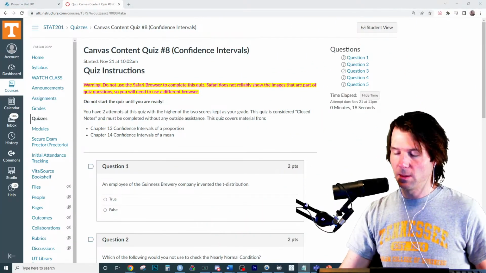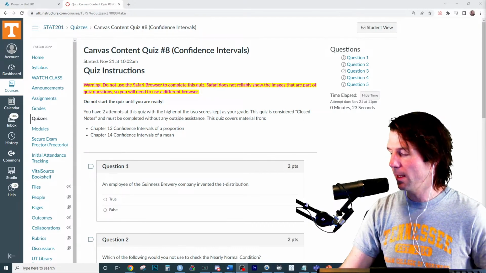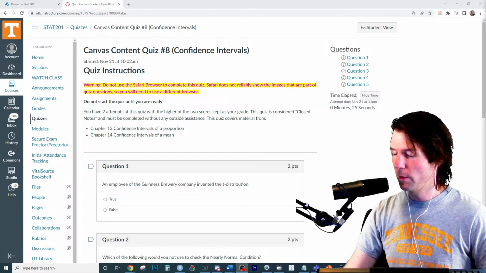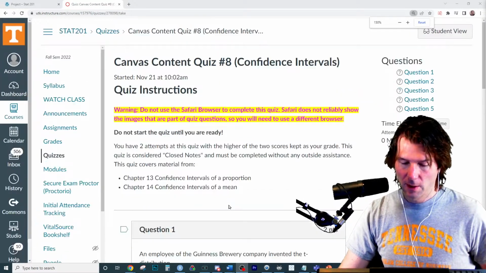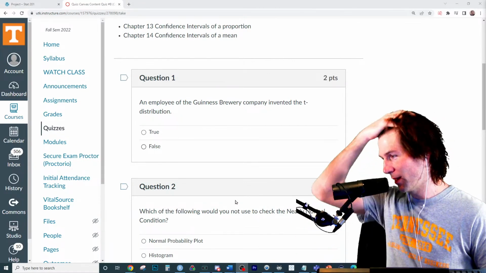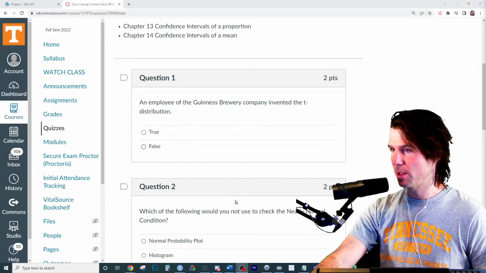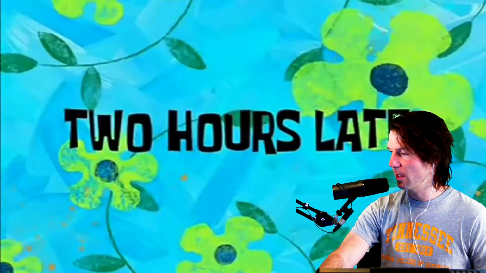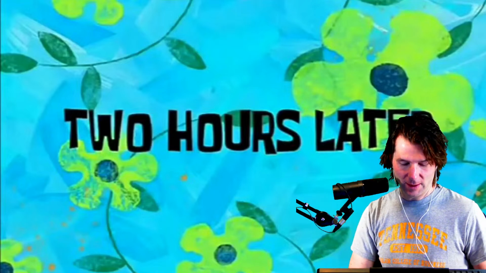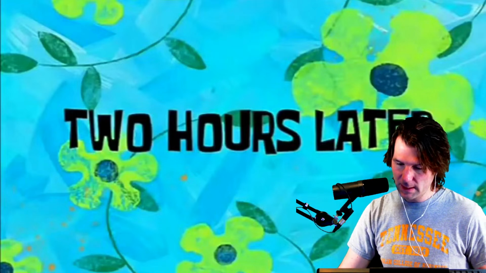Main screen. Canvas content number 8, confidence intervals. Okay. Who was the person who came up with the T distribution? Does anyone know who came up with the T distribution? Hold on. Who was the person who came up with the T?